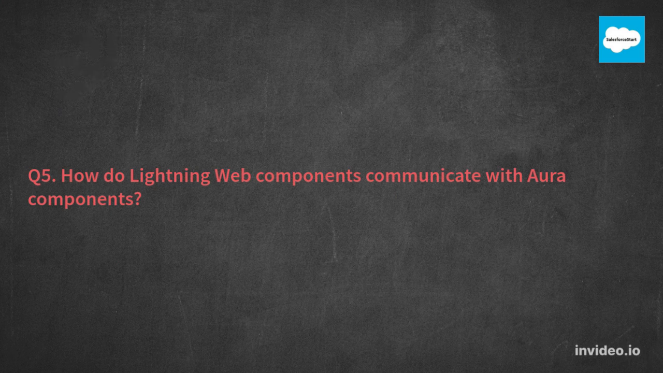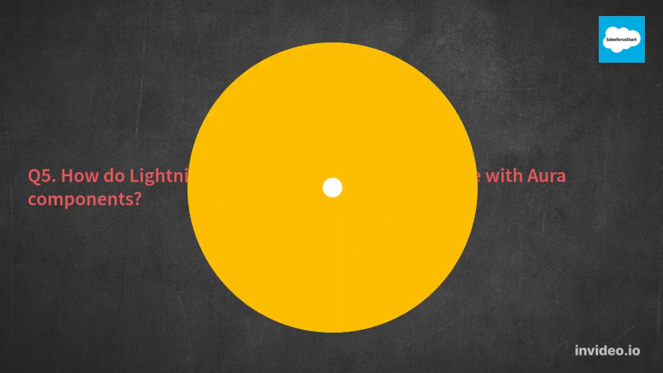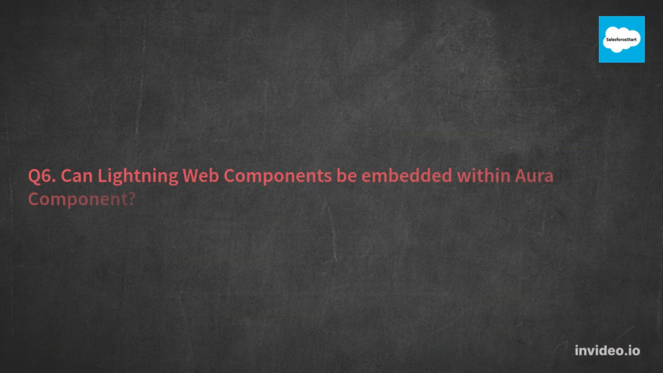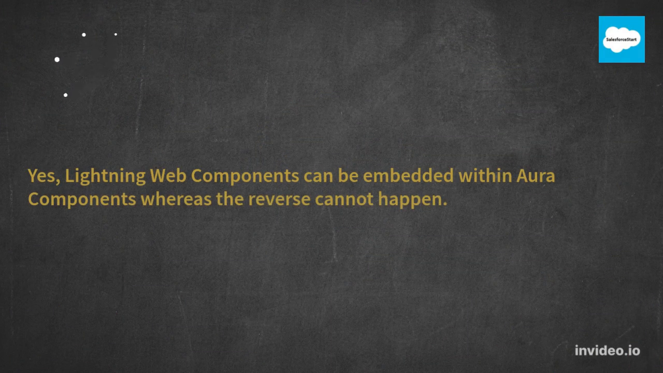Q5. How do Lightning Web Components communicate with Aura components? Aura and LWC can communicate using public APIs and events. LWC can be embedded inside Aura components, but Aura components cannot be embedded inside LWC. Q6. Can Lightning Web Components be embedded within Aura components? Yes, Lightning Web Components can be embedded within Aura components, whereas the reverse cannot happen.